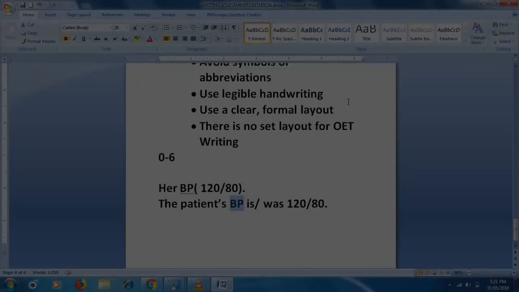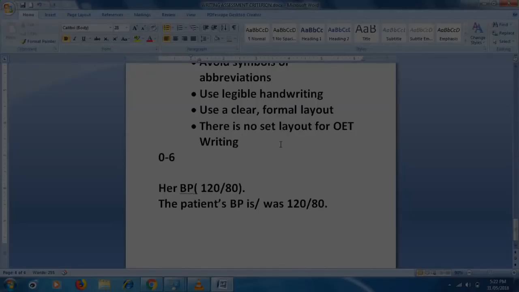Then use legible handwriting. That means your handwriting should be clear. Cursive is fine, but it should be clearly read. Use a clear formal layout, and I know that there are a lot of confusions with regards to this as well. On the internet and even on the OET website, you will see many different layouts. There would be differences in where the address is written, the date is written, or even when it's signed off. Some people write yours truly, others write yours sincerely. Some websites encourage you to write your own name. Some suggest that you should just use your job title.